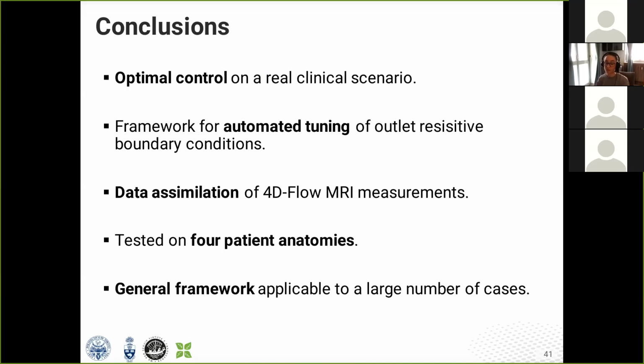And we also tested it on 4 patient anatomies, so we are sure it works consistently also in different cases. And what I think is great about optimal control is that it gives you such a general framework that it's applicable to a large number of different cases, because the whole structure of optimal control, that is this minimization of the functional constrained to the PDE problem, can be really applied to different domains, like different parts of the cardiovascular system with basically little adaptation.